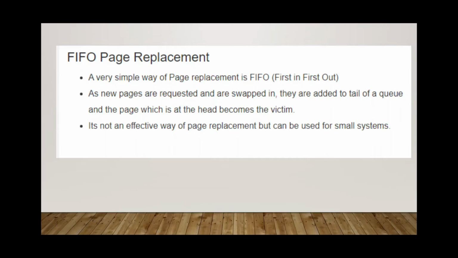The first algorithm is the FIFO page replacement. It is a very simple way of page replacement. It is first in, first out. As new pages are requested and swapped in, they are added to the tail of a queue, and the page at the head becomes the victim. It's not an effective way of page replacement but can be used for small systems. To better understand it, let me show you a short demonstration.